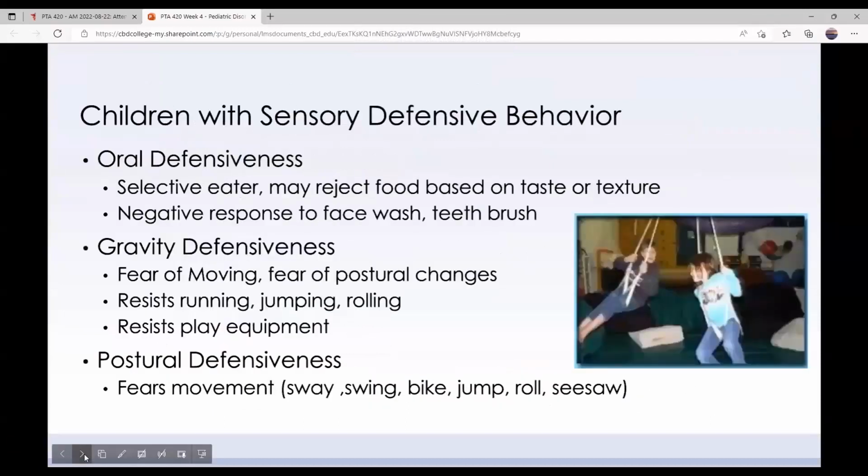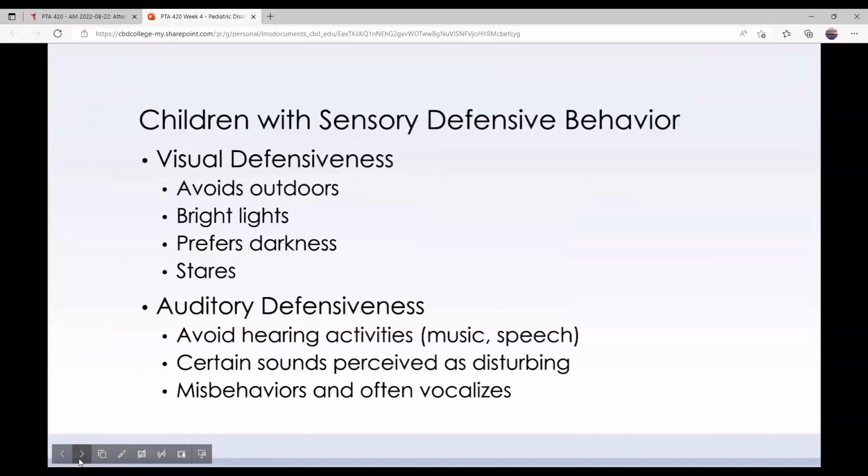And then postural defensiveness, fears of movement. So a child might cry. That's not really typical for a little kid to be afraid of jumping or going on a seesaw. If we see these things, that's not typical, and we may need to speak up. You may need to have them go back to the physician to get further evaluated, because early intervention is the best intervention.